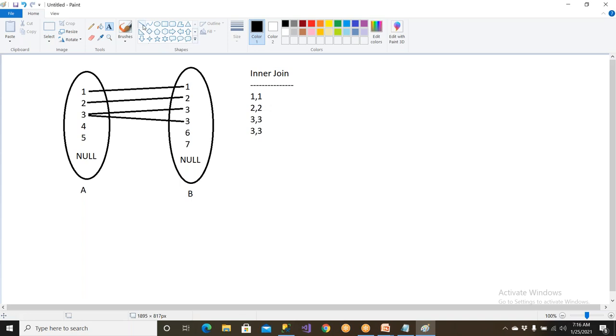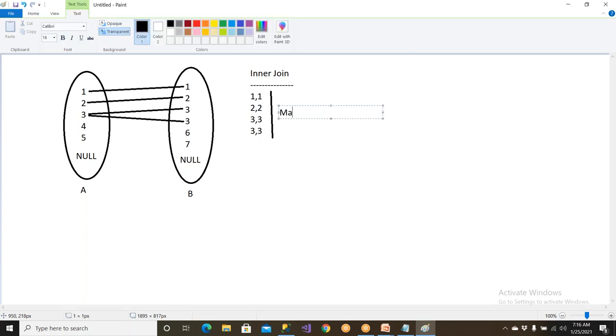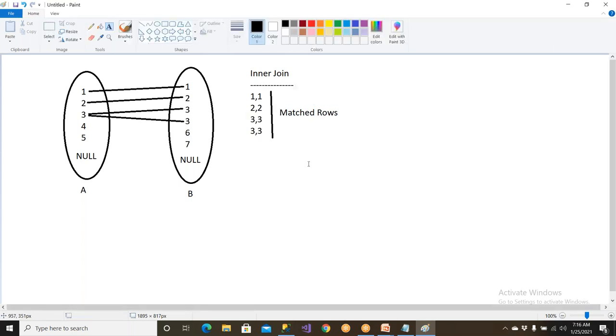So this is inner join, it always gets you matching data. That's it. Very, very simple. Matched rows are given to you. So when you're getting matched data, that is what is called inner join. Clear? So this is what is called inner join.